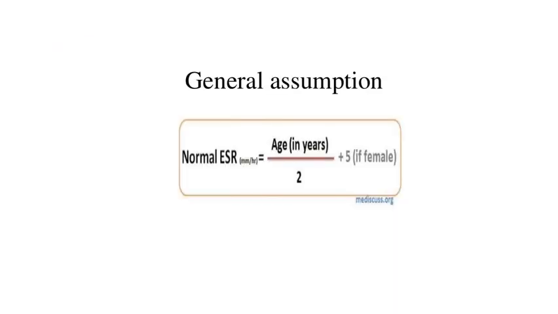So the general assumption is the equation: ESR is age in years divided by 2, and in case of a female you have to add 5. So if you take an 80-year-old male, an ESR up to 40, you can't say it's abnormal, and in a female 80 years old, even up to 45, you can take it as normal. So this is the general rule.